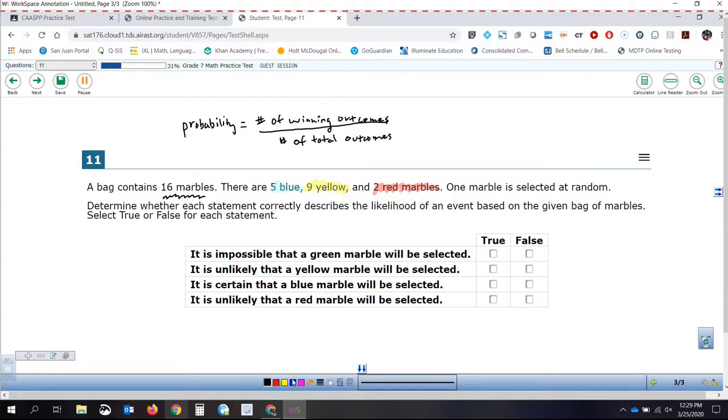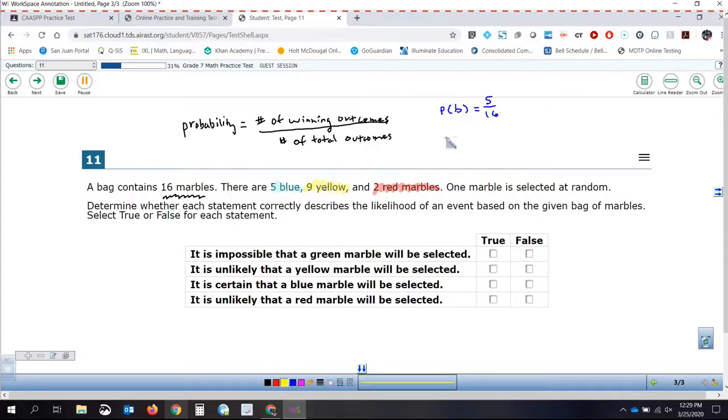So if we take a look at first at blue, and we use the symbol P for probability, if I want to know what is the probability of choosing a blue marble, I'm going to say, okay, winning outcomes, how many blues are there? There are 5. And how many total marbles are there? We said that was 16. So the probability of choosing a blue marble is 5 out of 16.